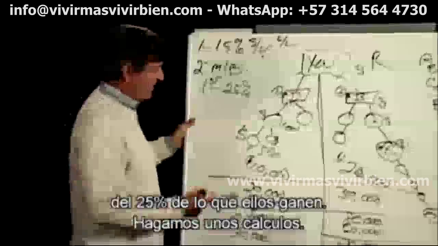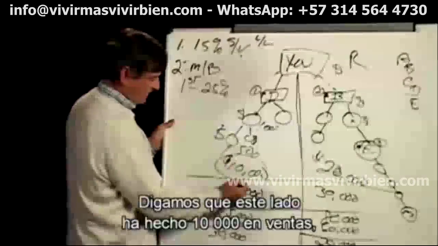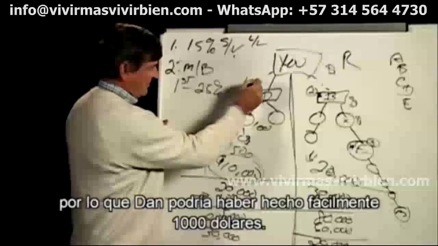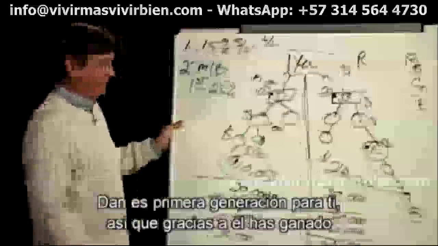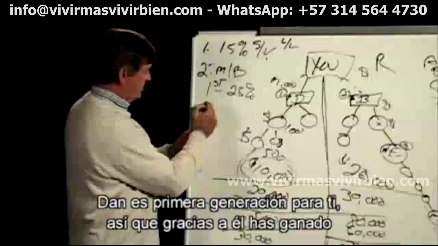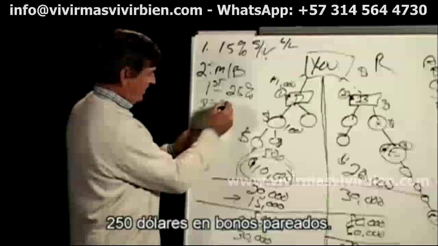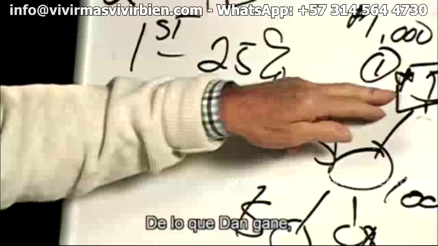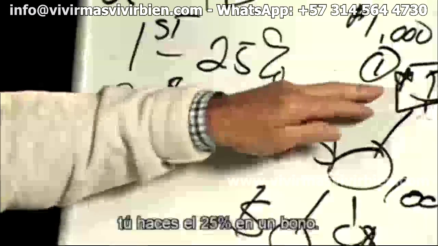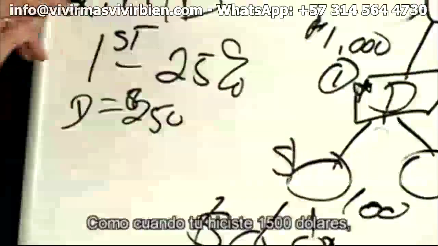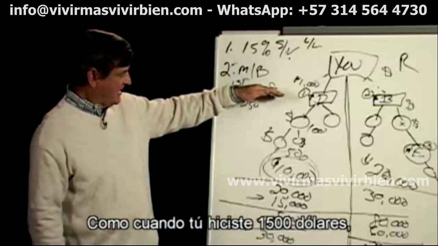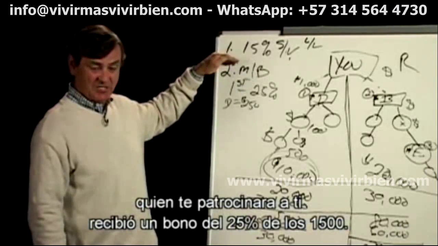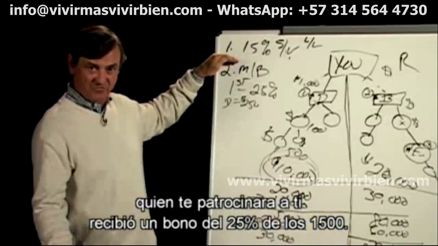Well, let's go back and do some math. Let's say that this leg that had $10,000 in sales, Dan could have very easily earned $1,000. Well, Dan's first generation to you. So for Dan, you earn $250 in matching bonuses. Whatever Dan earns, you make 25% in a bonus. Just as, if you remember the example, when you made $1,500, whoever sponsored you is going to get a 25% bonus on that $1,500.